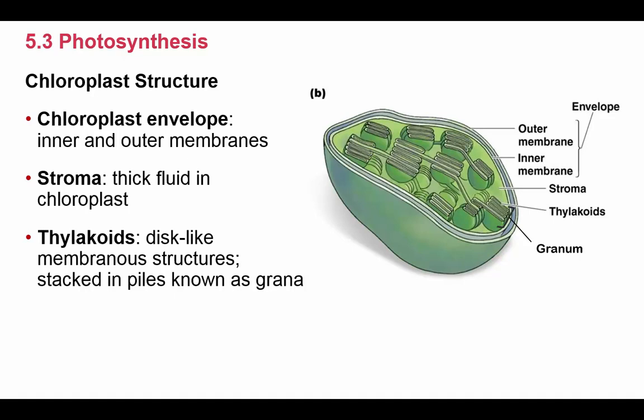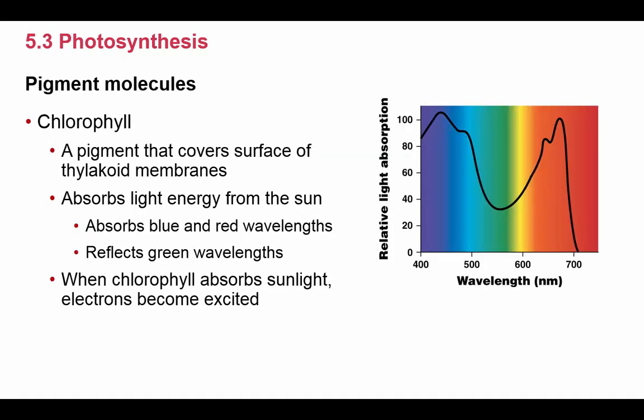And they're stacked in piles, and the stack is referred to as grana. Grana is plural, granum is singular. Now in that chloroplast, you've got chlorophyll. Chlorophyll is a pigment, and it's all over the surface of these thylakoid membranes. And that pigment absorbs the light energy from the sun.